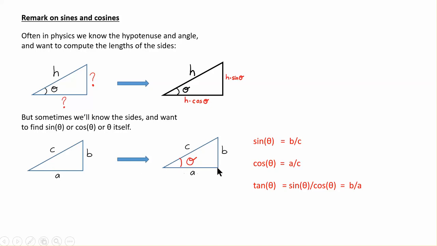If I know the length of sides A, B, and C of a right triangle, then the sine of this angle theta is given by B, which is the length of the side opposite to the angle, divided by the hypotenuse C. So sine of the angle theta is equal to B over C. Cosine of this angle theta is given by A, the adjacent side, over the hypotenuse, A over C. And finally, we define the tangent of this angle to be the sine of the angle divided by the cosine of the angle, which is simply equivalent to B over A. And that's about all you're going to need to know in your introductory physics class from basic trigonometry.